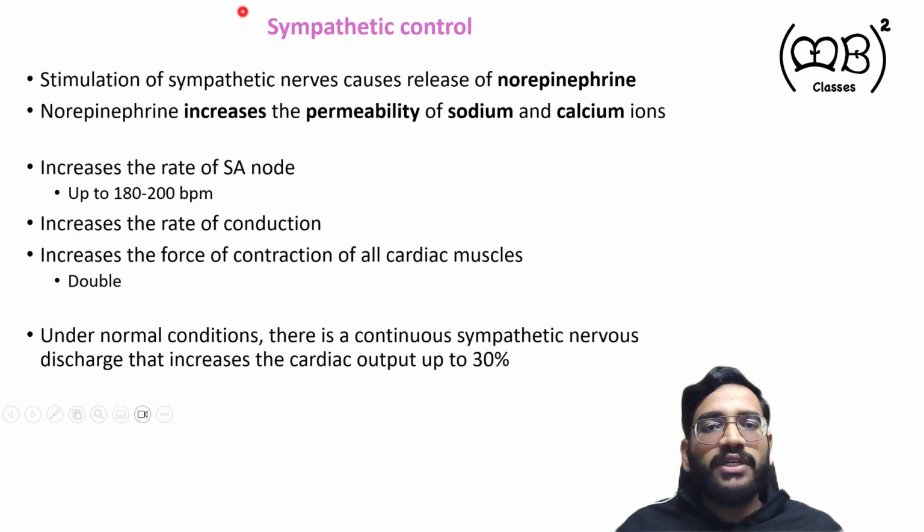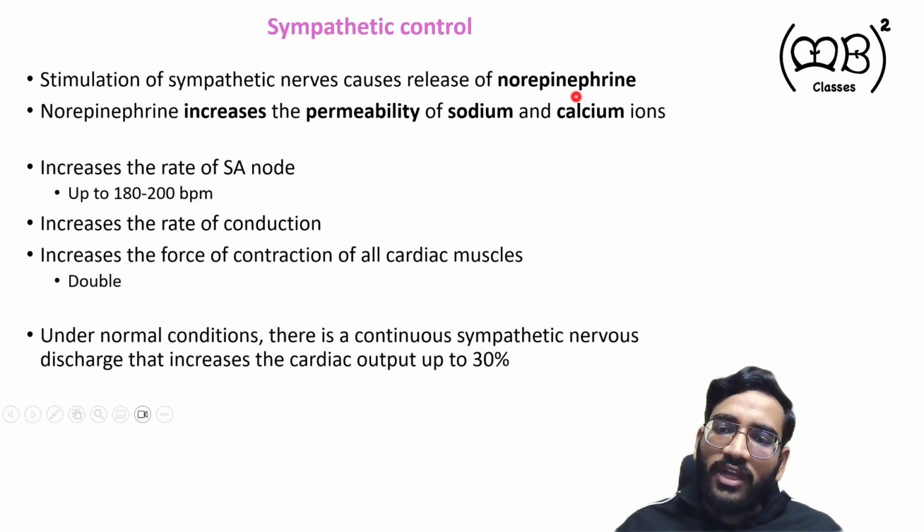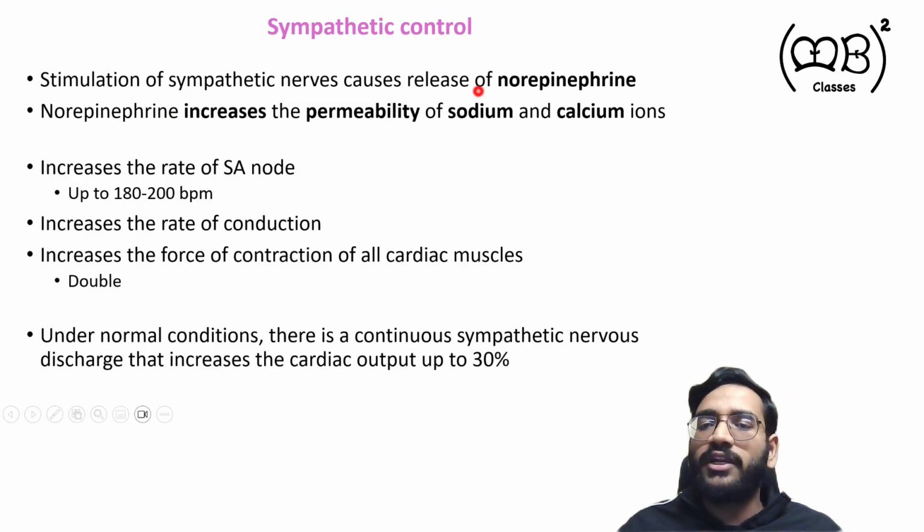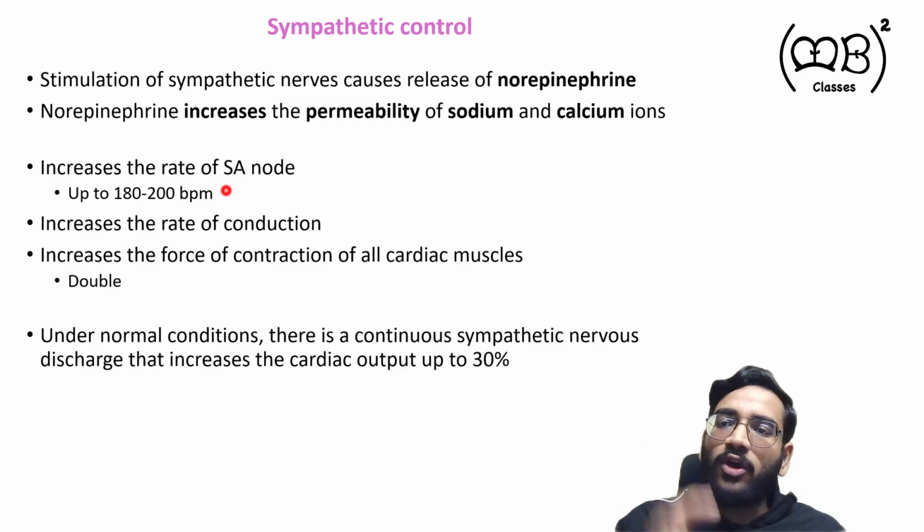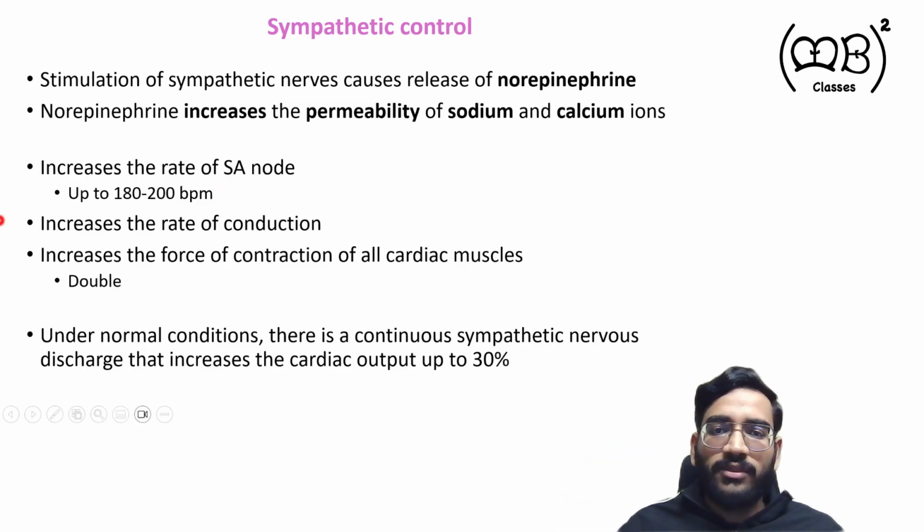Now, after parasympathetic, coming to sympathetic: stimulation of sympathetic nerves releases norepinephrine. Norepinephrine will act on the beta adrenergic receptors, and those receptors will increase the permeability of sodium and calcium ions. Increasing this will increase the excitability, so the rate of the SA node can increase up to 180 to 200 beats per minute. A strong parasympathetic stimulation can almost stop the heart, and a strong sympathetic stimulation can even increase the rate of the SA node up to 250 beats per minute.